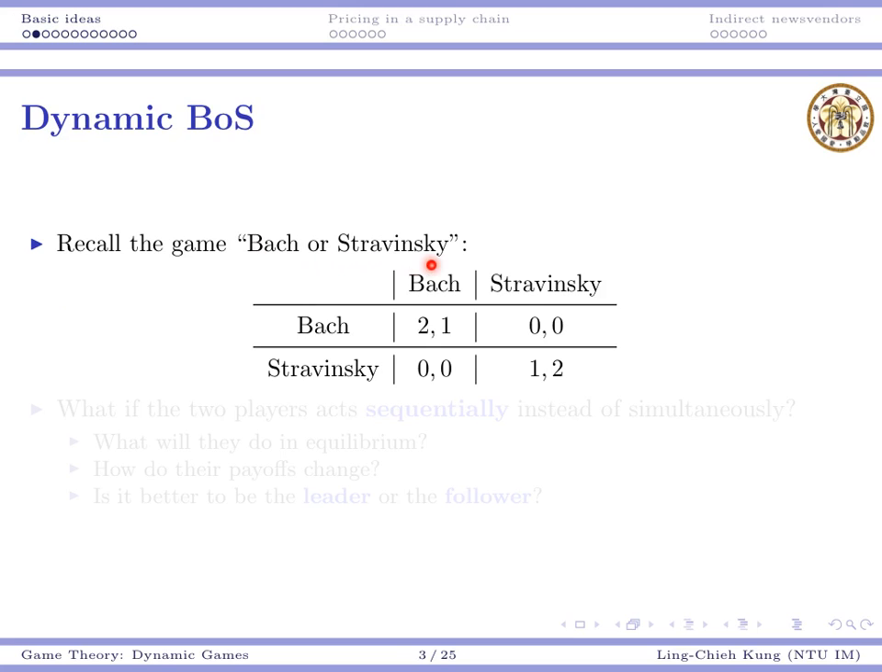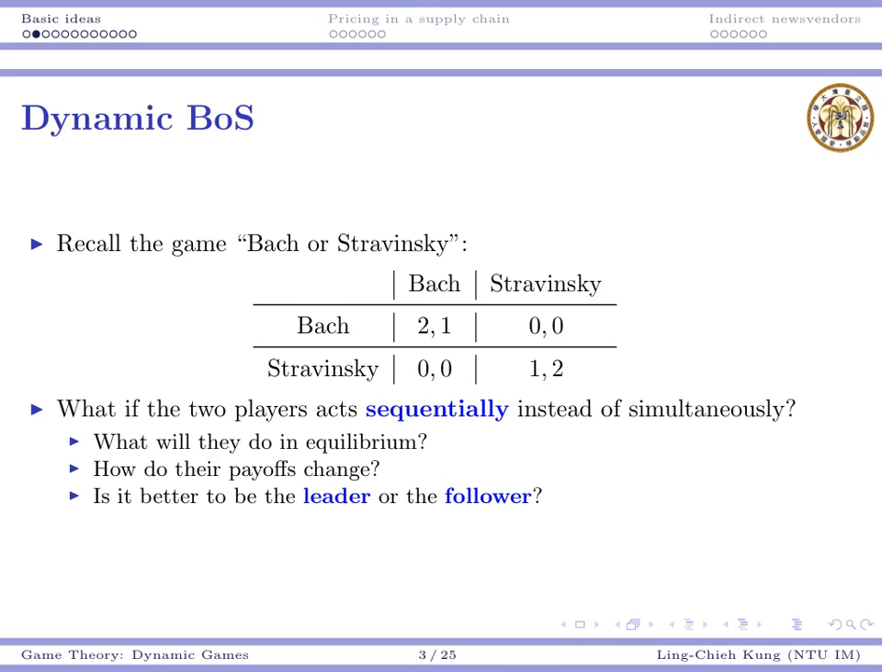Recall that we introduced the game Bach or Stravinsky, or BOS, to you. Two players. If they both choose Bach, then player 1 gets 2 and player 2 gets 1. Or if they choose Stravinsky together, then they get 1 and 2. But unfortunately, if they choose different things, then they will both get 0. That was a game that we introduced last time. Today, suppose the two players make decisions sequentially rather than simultaneously. We're going to ask what's going to happen here.